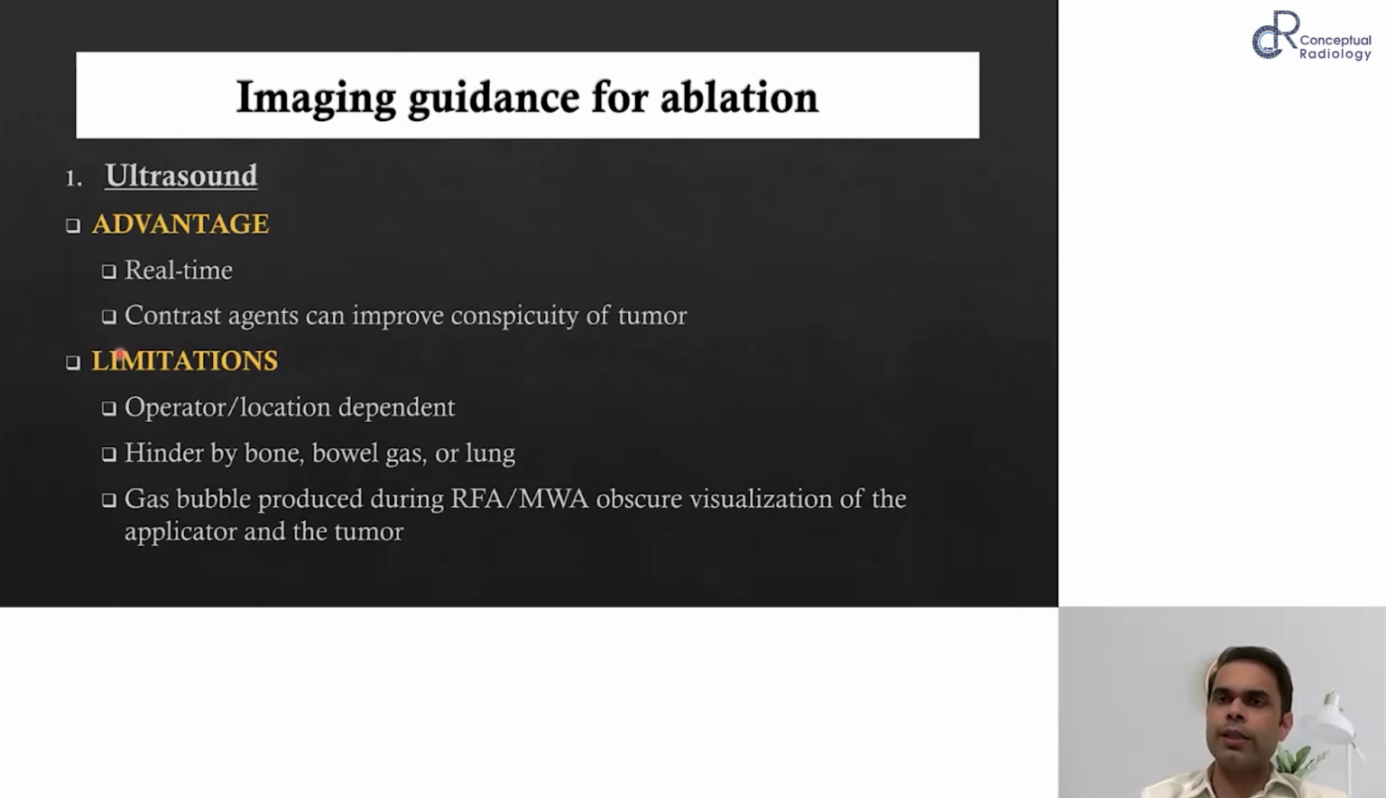Whereas with a cross-sectional image, you can be a lot more clear of the ablation zone. Problem is bowel, bone. These things do not allow you to see the ultrasound. The basic drawbacks of ultrasound will be drawbacks of ultrasound during ablation also. Of course, lung imaging you can't do through ultrasound.